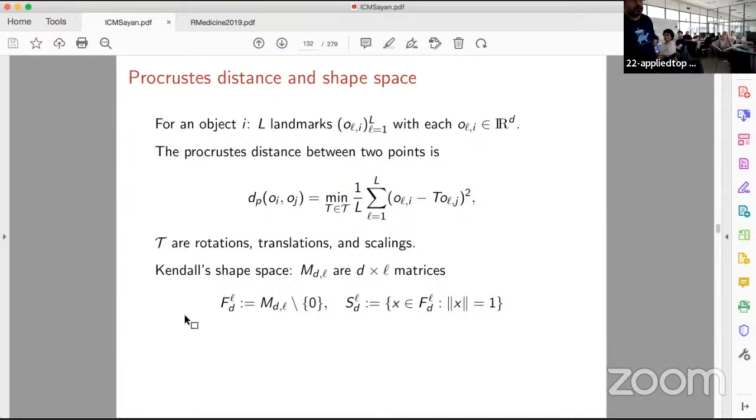You need to have the same number of points. Yes, and if there is some non-linearity, then you have problems. Yes. So it's a little bit brittle.